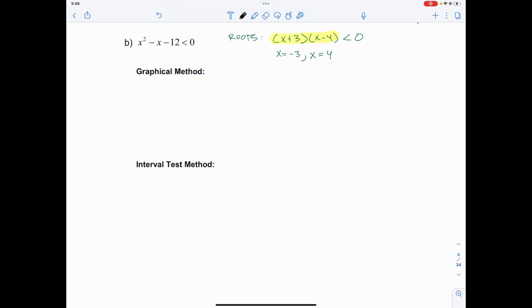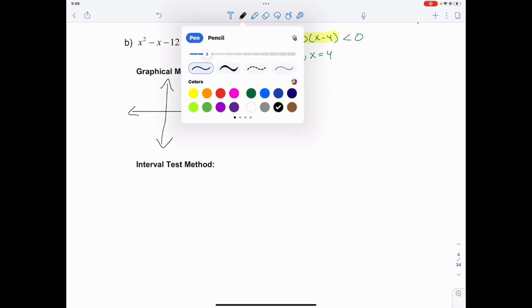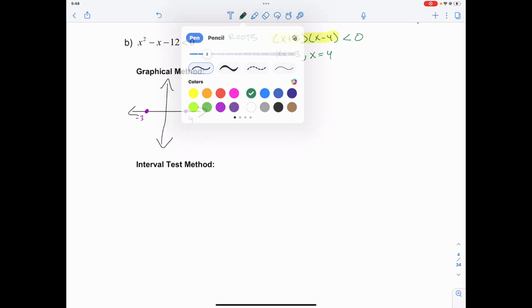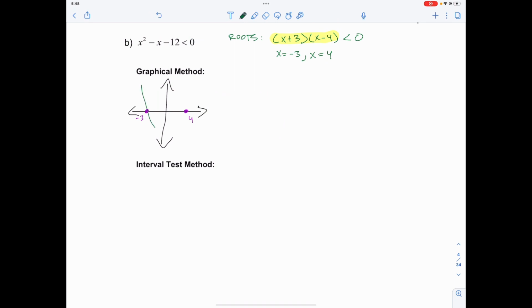When I graph out my quadratic, it's going to be opening upwards because I have an a value of 1, and I'm going to have those roots at -3 and at +4, and it's going to look something like this.